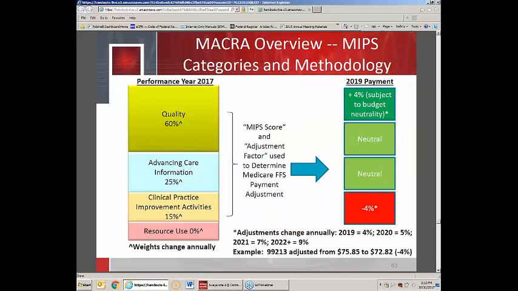So in the MIPS program, they are taking the fee-for-service payment and adjusting it based on a performance score, which is linked to 4 measures: quality, advancing care information, clinical improvement, and resource use. Based on your score across those factors, you get an adjustment annually. For 2019, your fee-for-service payment can be adjusted either positively or negatively by 4%. And those weights will change annually and grow, so eventually we will be up to 9% in 2022. So there's a lot of money on the line to make sure that physicians are working on these metrics. Next slide.